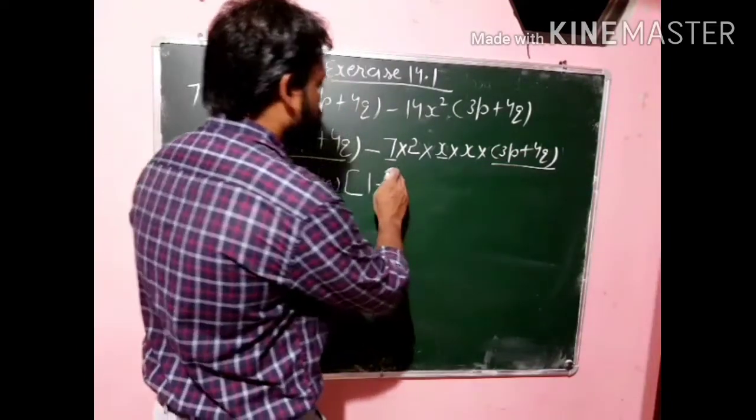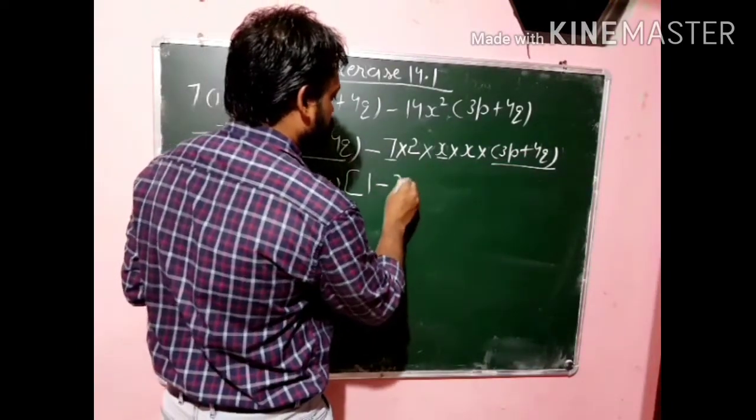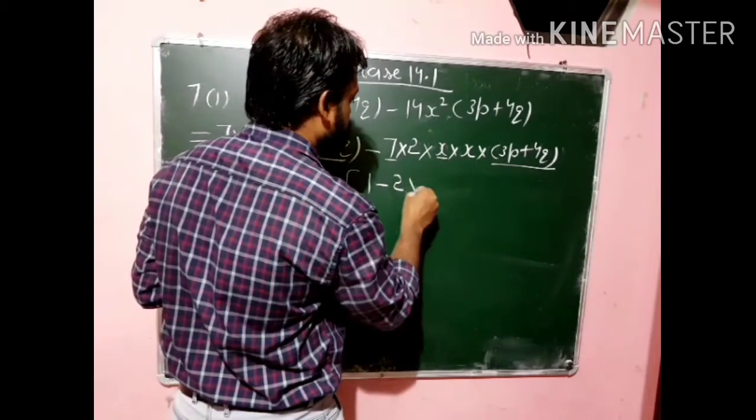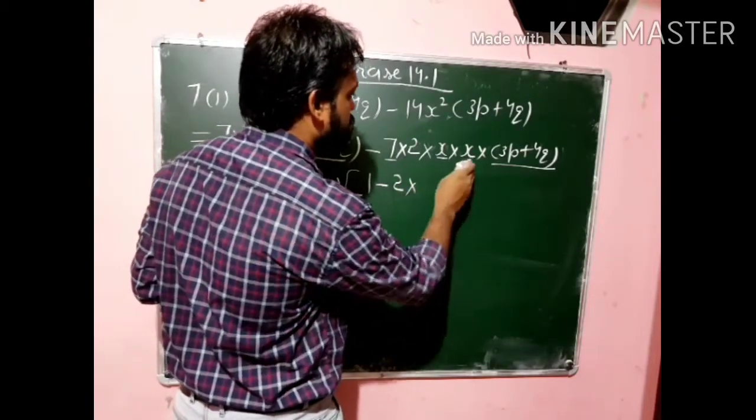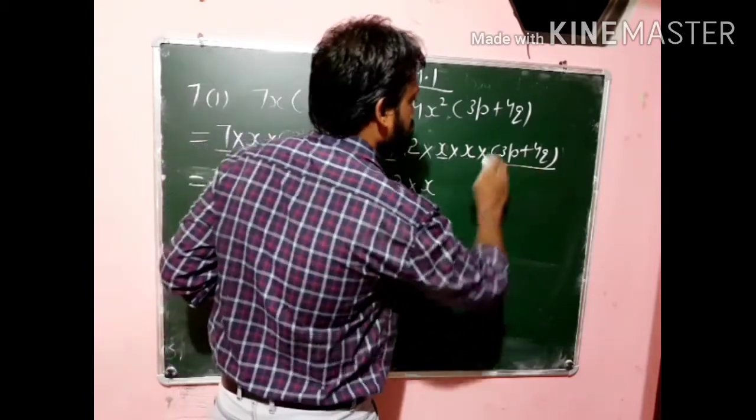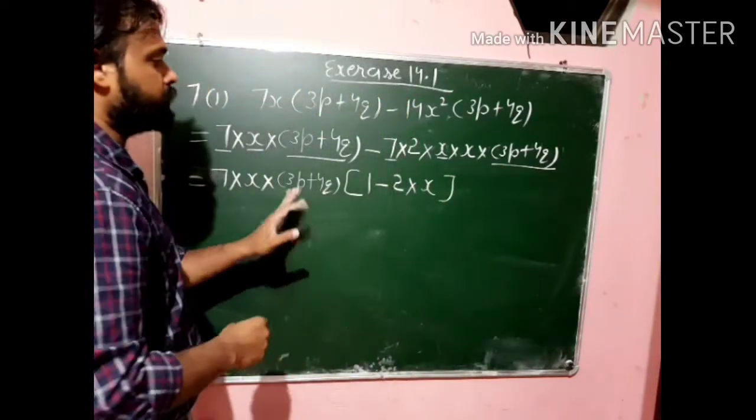So now see here also, this 7 is common, write down 2 here, and of course multiply sign is here, x is also common, write down this x, and of course this bracket is also common. So I hope this is clear to you.